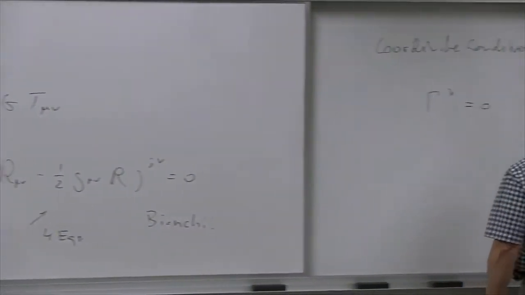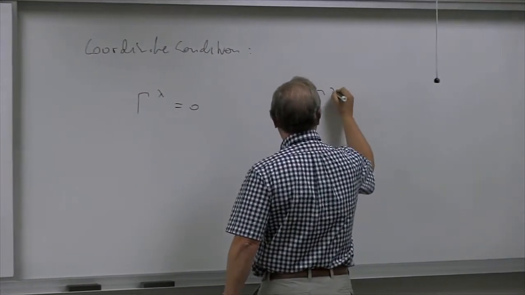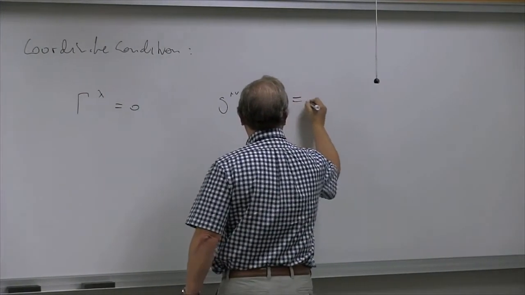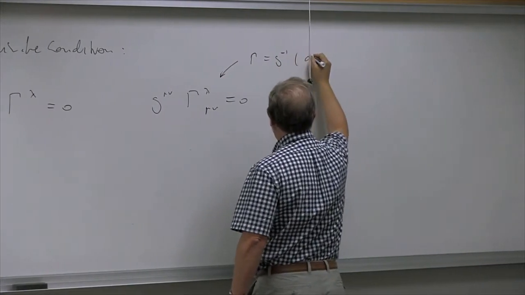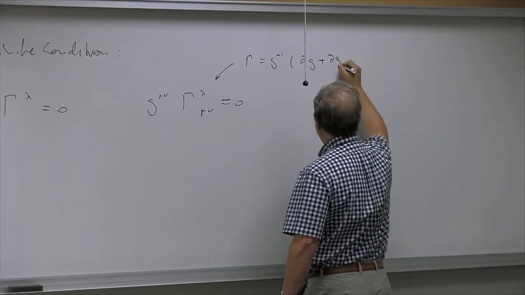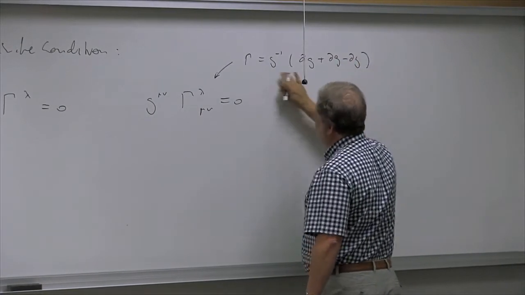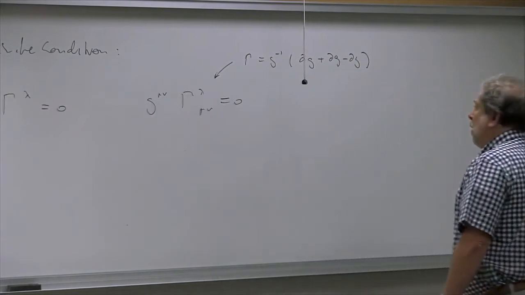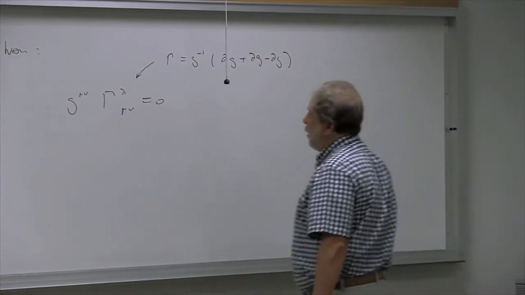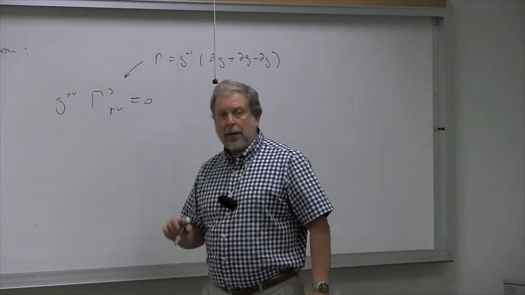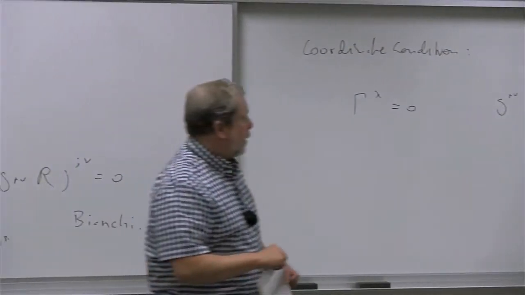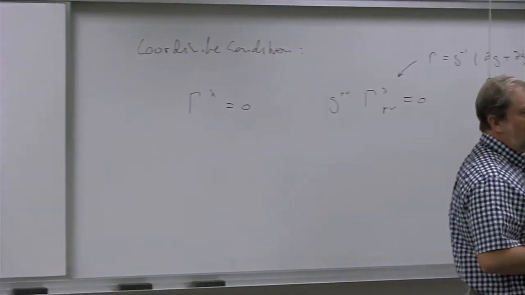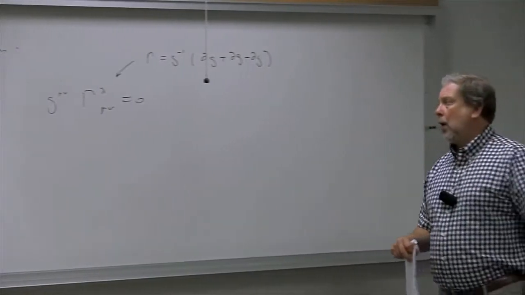Right, so g^{mu nu} gamma^lambda_{mu nu} is equal to 0, where this gamma is the usual g^{-1} times (dg plus dg minus dg). So it's going to be some constraint on the metric, which is not particularly transparent, right? Because the gamma is related already in a complicated way to the g.